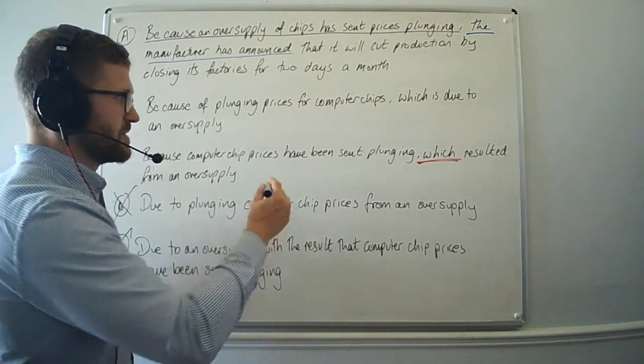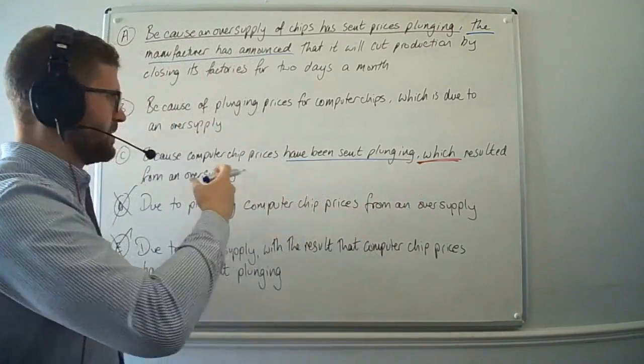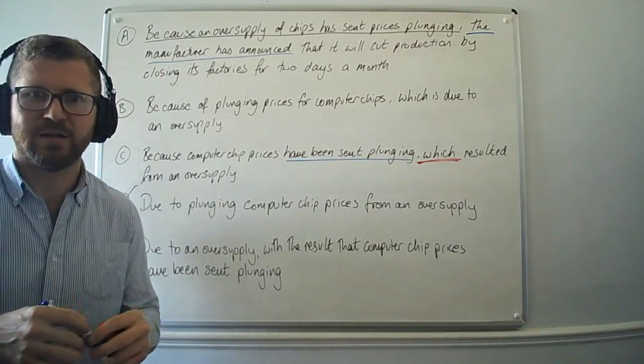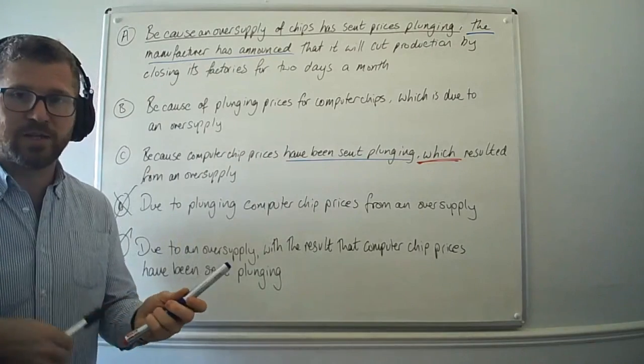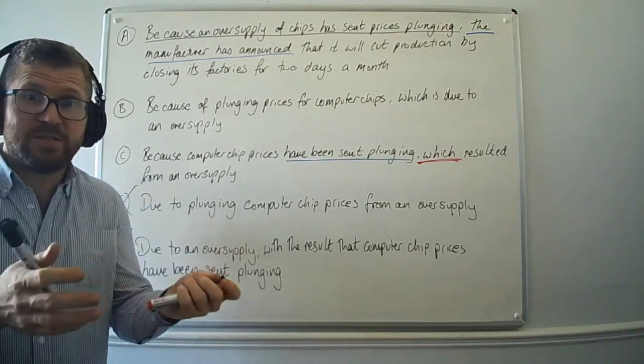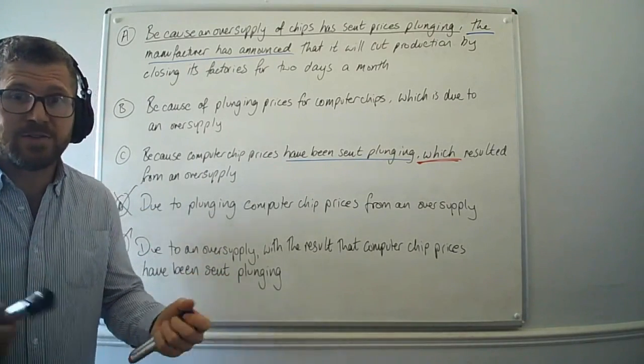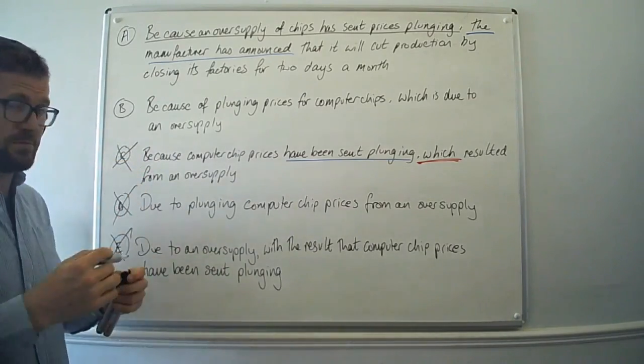But in this case, we don't have a noun. It's computer chip prices have been sent plunging. The way the GMAT works, the which is going to be a noun modifier. There is no noun there to modify, and so we can cross C out for that reason.